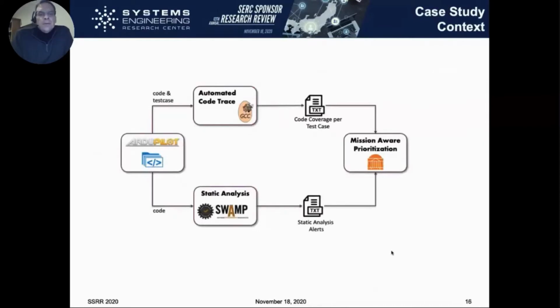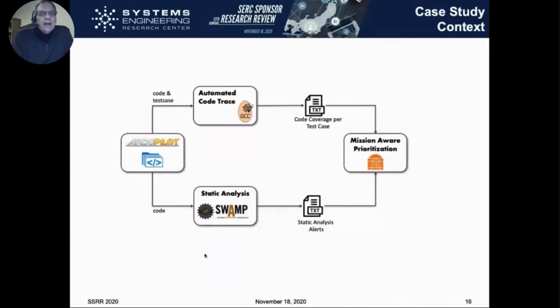So that's the methodology, and then we used ArduPilot, an open source autopilot, as a case study for this methodology. We did static analysis using SWAMP, an open source cloud environment for running static analysis tools. ArduPilot was built with the GCC compiler, which has tracing mechanisms that can be enabled as you run the tests, and then we brought them together for this mission-aware prioritization.